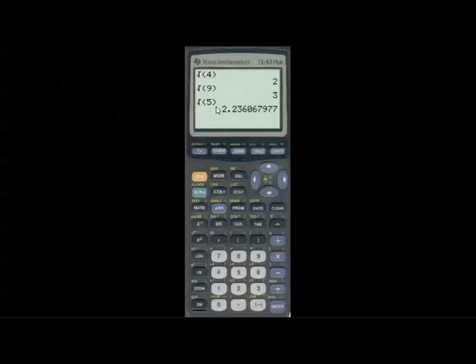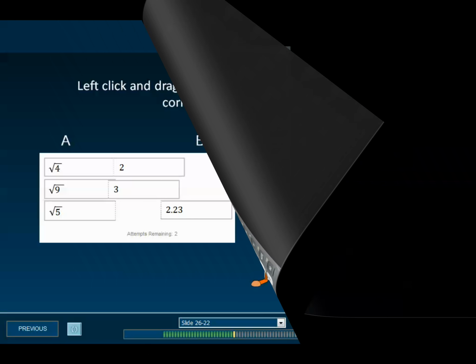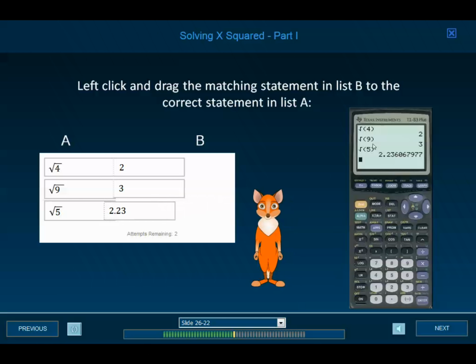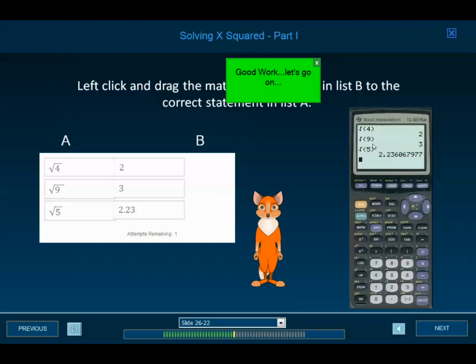So whenever we're dealing with an irrational number like the square root of 5, we're always using an approximation of it. Good. The square root of 4 is equal to 2. The square root of 9 is equal to 3. And the square root of 5 is approximately 2.23.